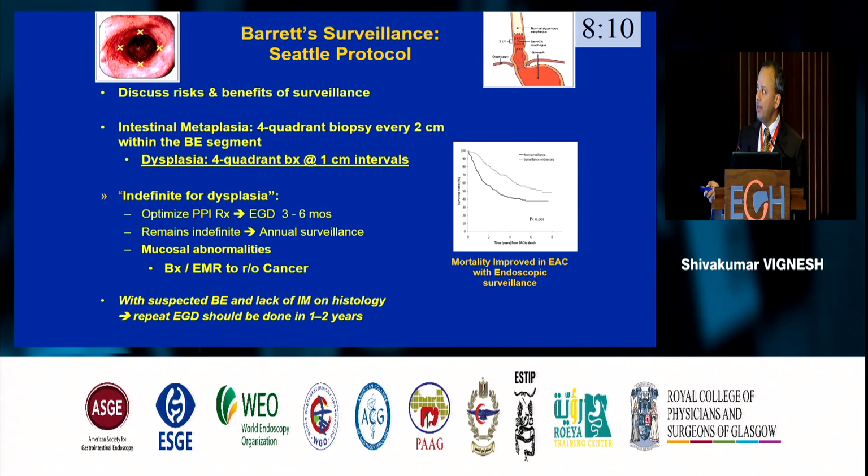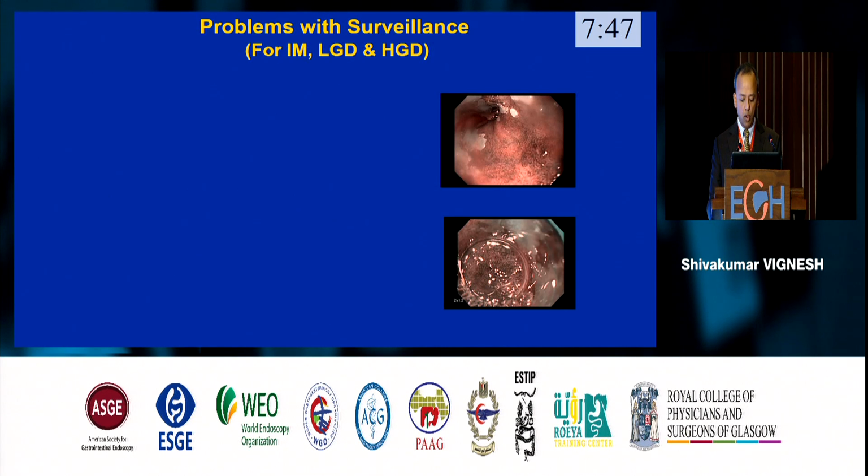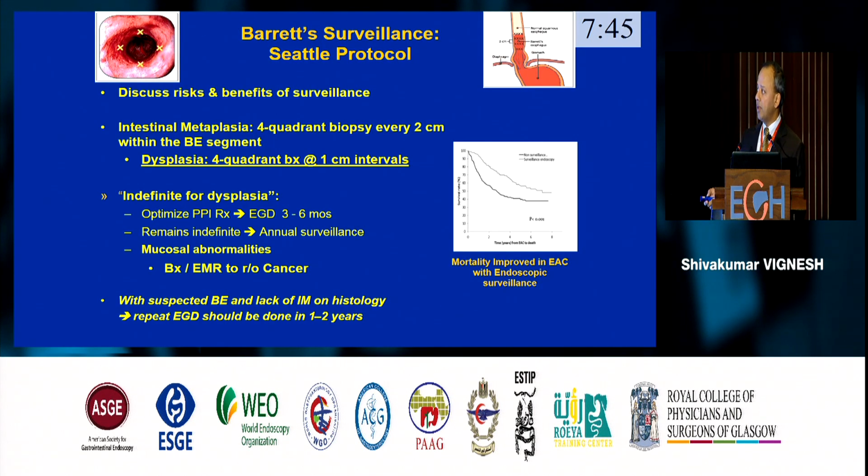If you get indefinite for dysplasia on the pathology report, this is rather confusing, and what is recommended is optimizing PPI therapy. Many of these patients have active esophagitis that has not been adequately treated. So you optimize the therapy and repeat endoscopy in 3 to 6 months. If the answer remains indefinite for dysplasia, then you put them in an annual surveillance program. If you have any mucosal abnormalities, endoscopic resection is a must, or if it is very subtle, at least a biopsy, and the histology guides further management. If you suspect Barrett's and you do not have biopsy confirmation, a repeat endoscopy in 1 to 2 years should be performed.